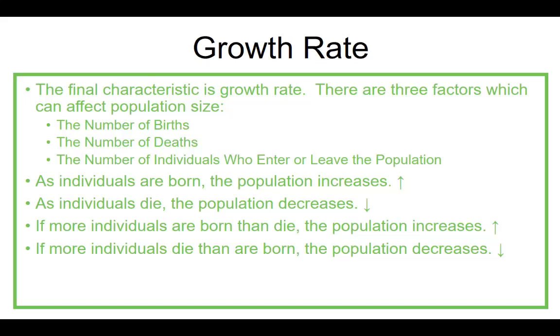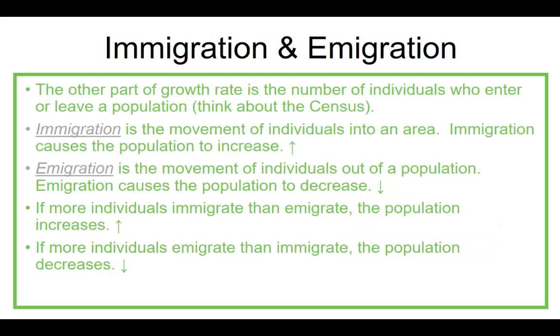If more individuals die than are born, the population goes down. It seems pretty straightforward. The other thing we will talk about for regions and ranges in terms of ecology is immigration and emigration. You may have heard these terms. We talk a lot about it politically as well. So this is the number of people who enter or leave an area.